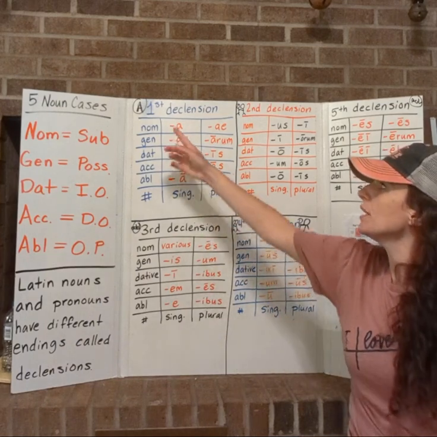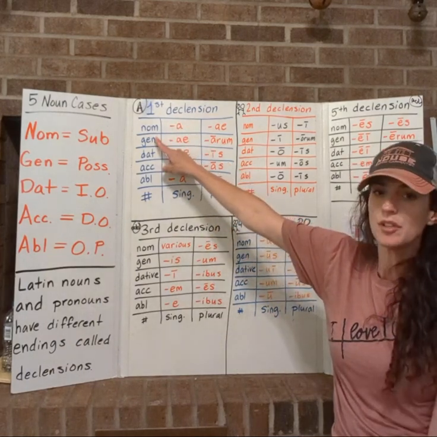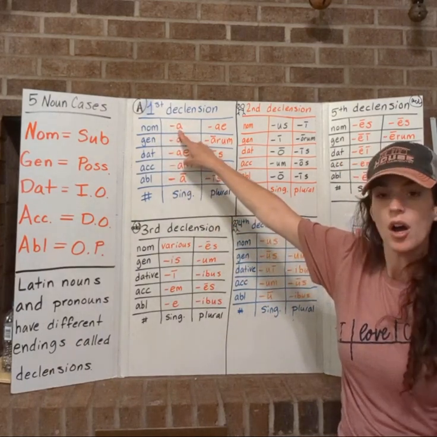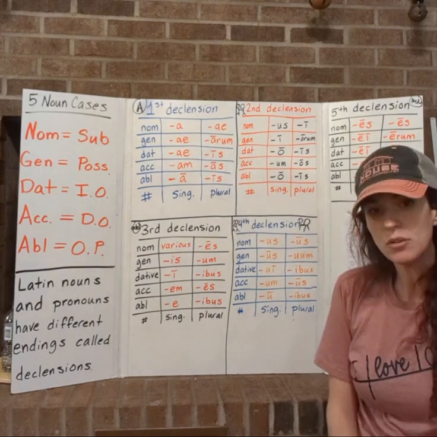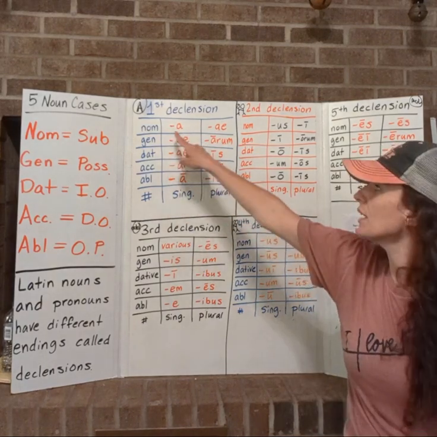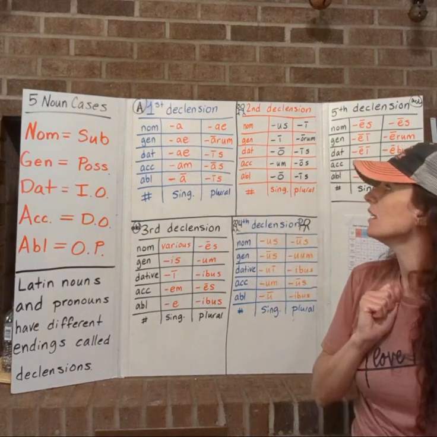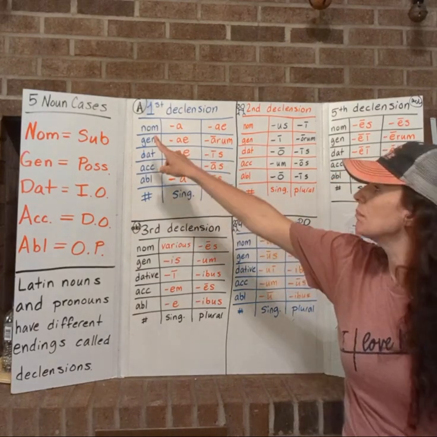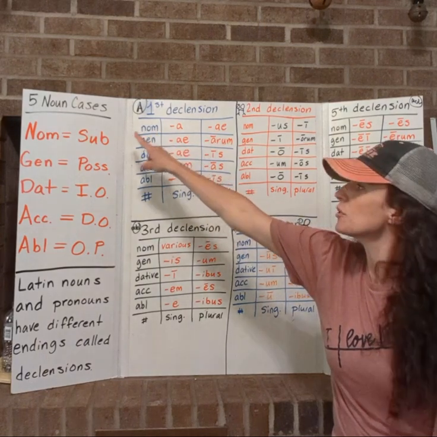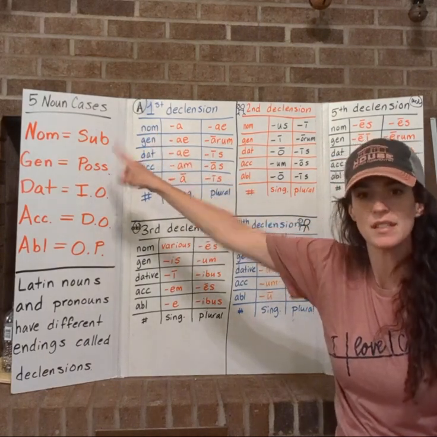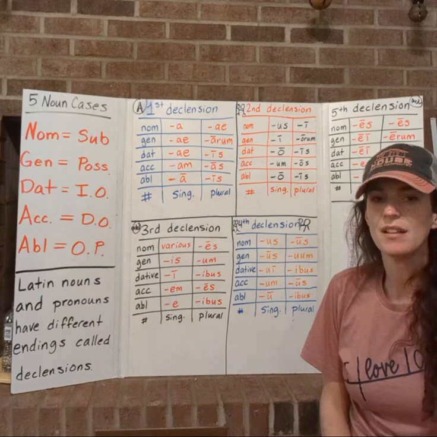For example, up here in the first declension, we see we have nominative, and it starts with a. So if you have a Latin noun that ends with the letter A, generally that means that it is the nominative in the sentence, which means it's the subject of the sentence. So we'll be playing around with that in class.